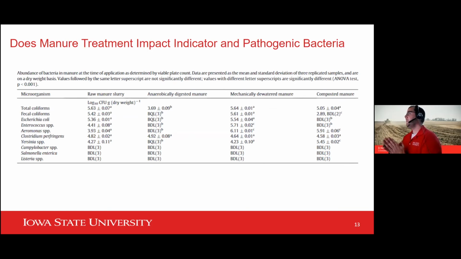This first table here that I showed you is the impact that that treatment, either anaerobic digestion, dewatering, or composting, had on indicator and pathogenic bacteria.